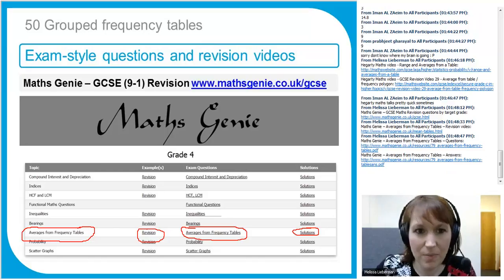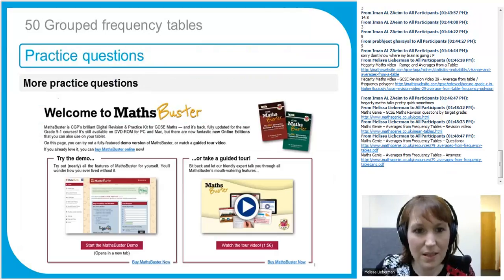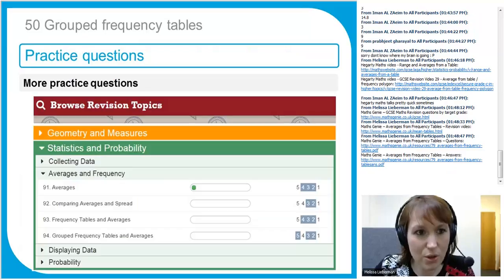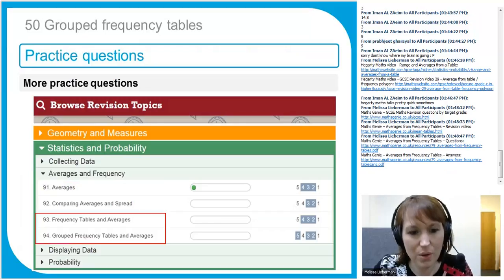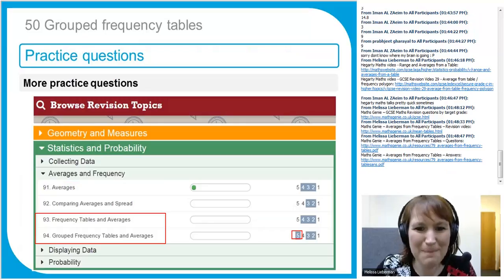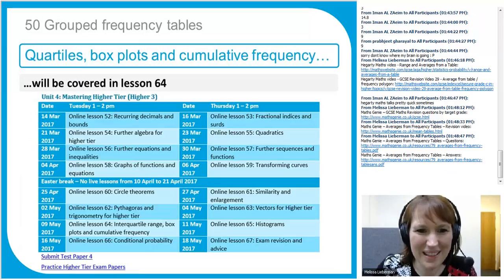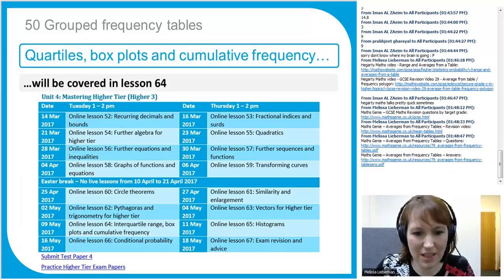So there we go. I know a lot of you are still using Maths Buster. There's two sections in here, frequency tables and averages, and group frequency tables and averages. So make sure you have a look at that and try some of their questions. We're kind of edging into grade 5 territory here, so you're doing well. Now, oh sorry, let me just give you the link if you want to use Maths Buster for your revision. Here's the link if you want to have a look at it online.